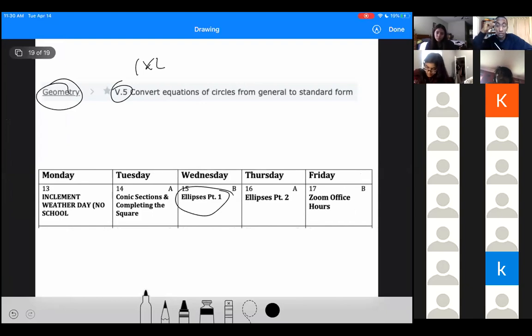What else? Oh, I want to make a habit of doing this since I'm not able to see as much or get feedback as much on how you're learning. Send a message in the group chat, 1 through 10, 10 being you understood the lesson on conic sections and completing the square for a circle, you feel comfortable with it, you feel like you can do it on your own well, 1 being you're terrible at it, you don't get it at all. 1 through 10, send it in the chat.